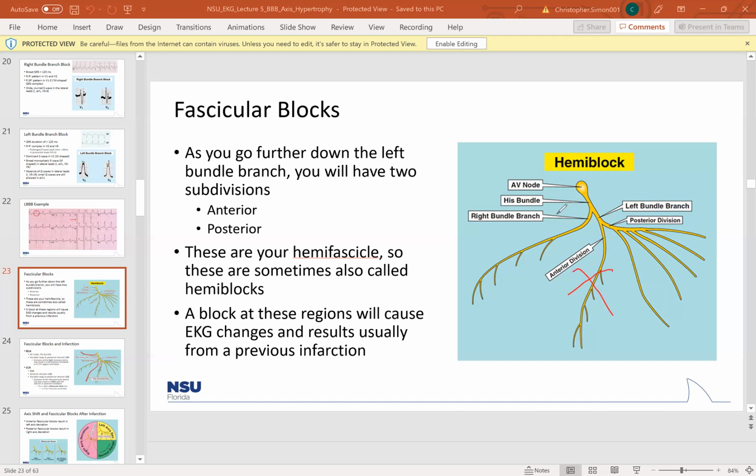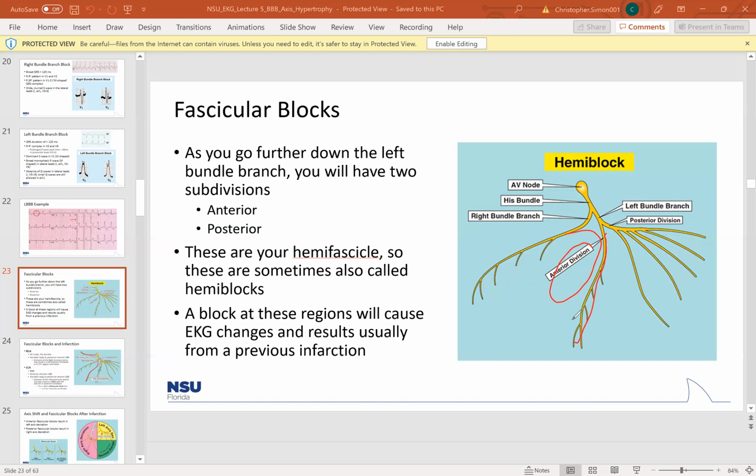So in that case, the right bundle branch is working fine. The left bundle branch is doing okay. And then coming off the left bundle branch is the posterior fascicle, and that's doing okay. But maybe we just have a blockage of electricity on the anterior fascicle, which is right here. In that case, we would say we have a left anterior fascicular block, okay?